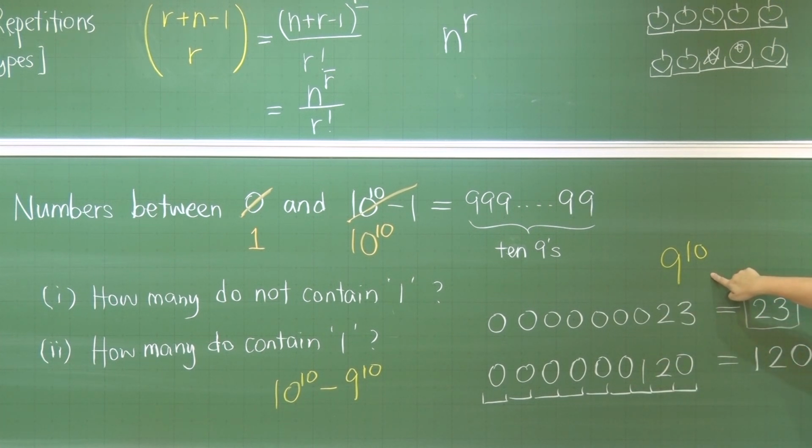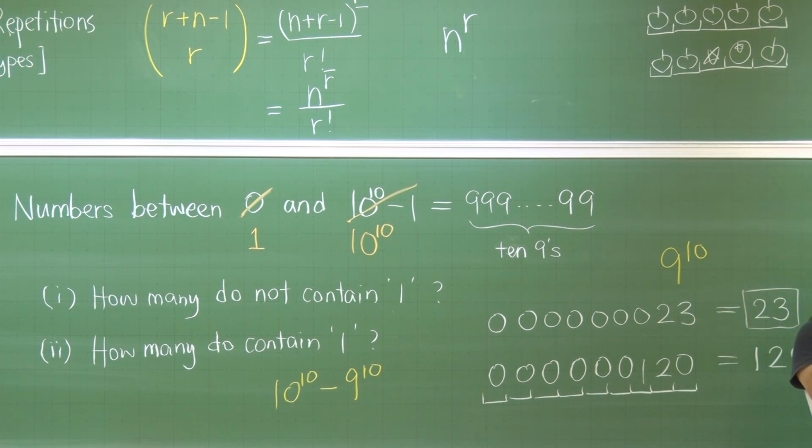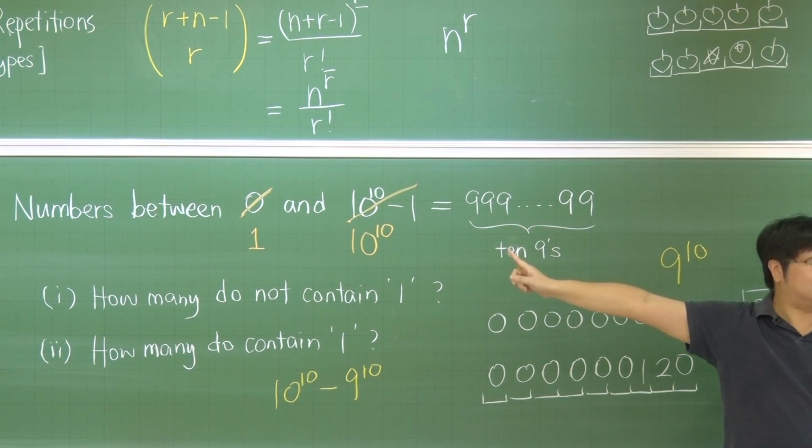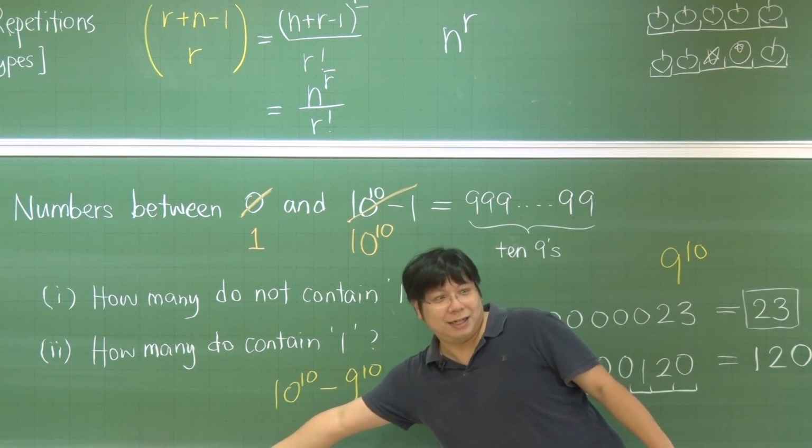Would there be any change here? How many numbers do not contain a 1? We are still counting 10 to the power 10 numbers, right? We're still counting the same number of numbers, but we shifted one position. How many do not contain a 1? Is there any change here? Yes, there is a change. Are there more numbers that do not contain a 1, or fewer? Fewer. So the change will be minus 1.